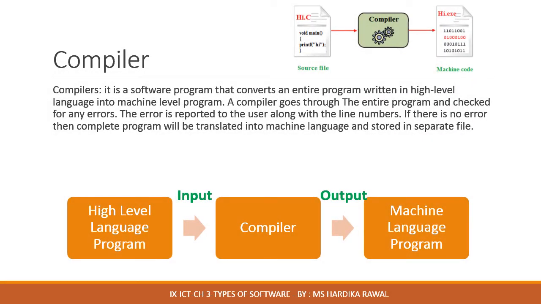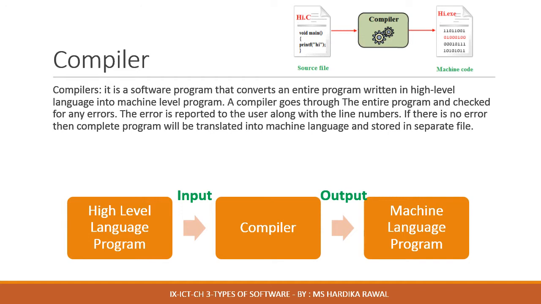A compiler is a software program or set of programs that converts an entire program written in any high-level language into machine language program. A compiler goes through the entire program and checks its syntax. Syntax is the grammar of a language. If it finds any errors, the error is reported to the user along with the line number, so the user can correct and rectify the errors.